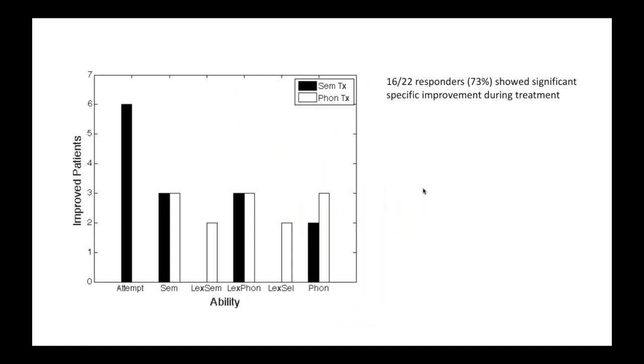Then you can ask, did these people who responded, did they have a specific response somewhere in their naming pattern? 16 of them did have a specific response. And then you can ask, did that specific response relate to the therapy that they got? And it looks like yes, there is a significant difference. People who had specific improvements due to semantic therapy tended to have these improvements in these early abilities, ATTEMPT and SEM, whereas people who had significant specific improvements due to phonological therapy tended to have the improvement on these more lexical competitive processes.